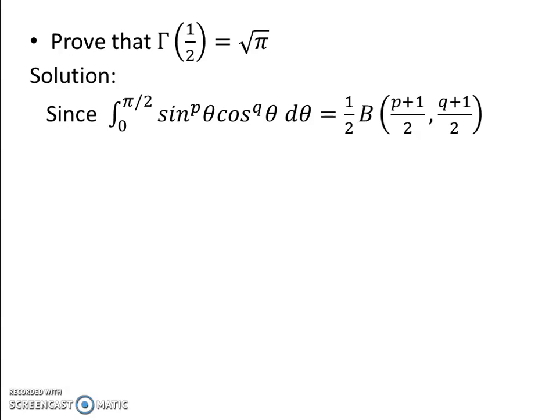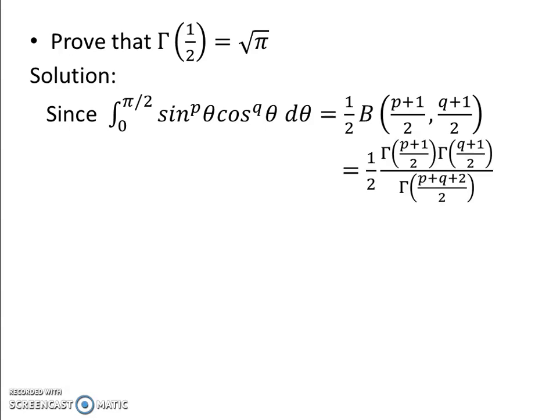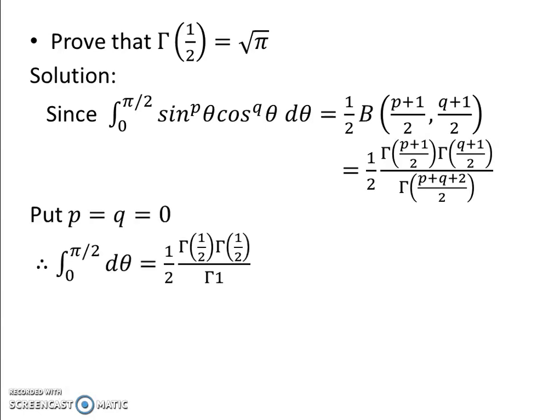So what happens at the left hand side? Left hand side reduces to integration 0 to pi by 2. Sin raised to 0 is 1. Cos to the power 0 is 1. So in LHS we get only integration 0 to pi by 2 d theta. And RHS changes to 1 by 2 beta of 1 by 2 comma 1 by 2. By the relation, this gives integration 0 to pi by 2 d theta equals 1 by 2 gamma half into gamma half divided by gamma 1.